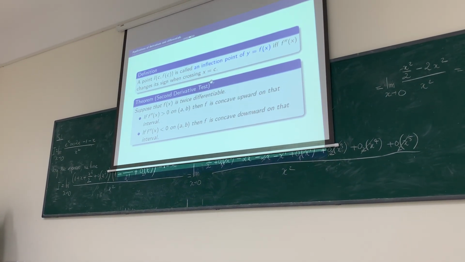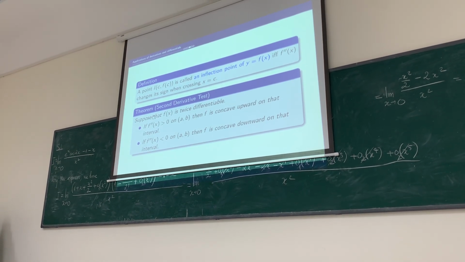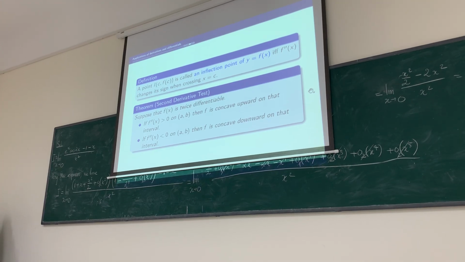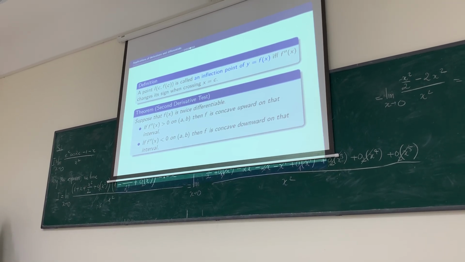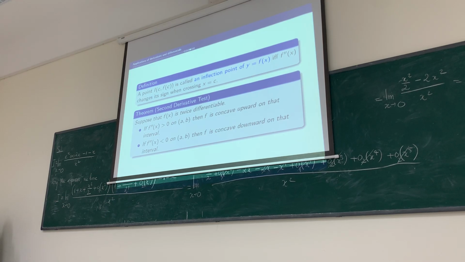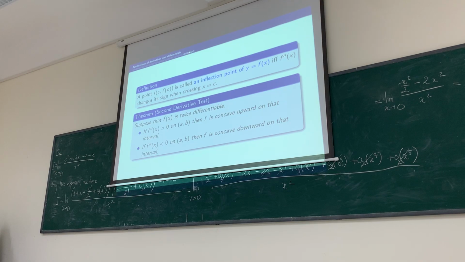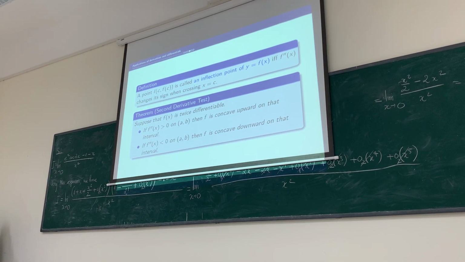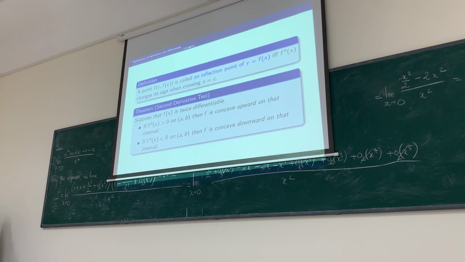Now we have the property. You can see the second derivative then. If f double prime of f is positive on (a, b), then f is concave upwards on the interval. Similarly, if f double prime is negative, we have the function f concave downwards on interval (a, b). I think the second derivative test is very easy for you.